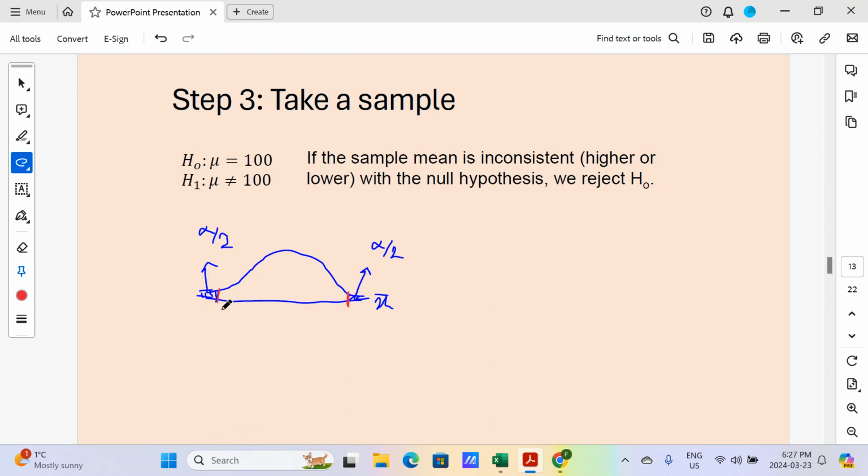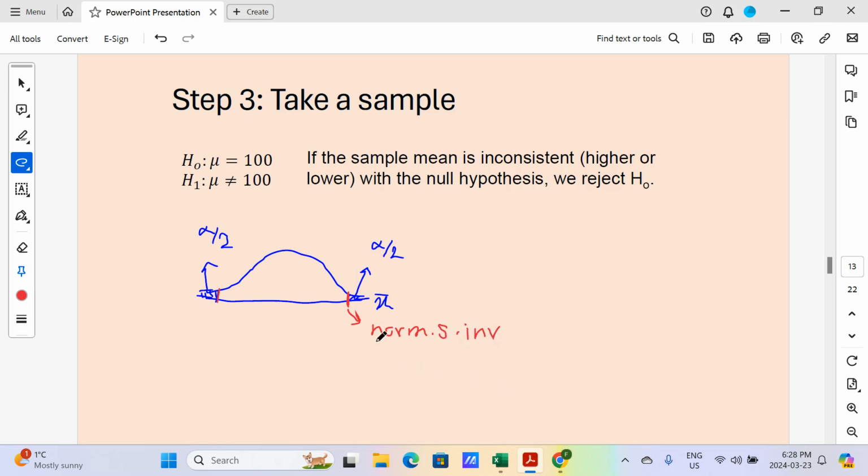If I calculate this cutoff point on the right side, then the cutoff point on the left side would be exactly the negative of the number on the right side. I just multiply the number on the right side by negative to get the cutoff point on the left side. To find this cutoff point, I just need Excel. In Excel, I need to type NORM.S.INV. I'm working with the standard normal distribution, but the inverse one.